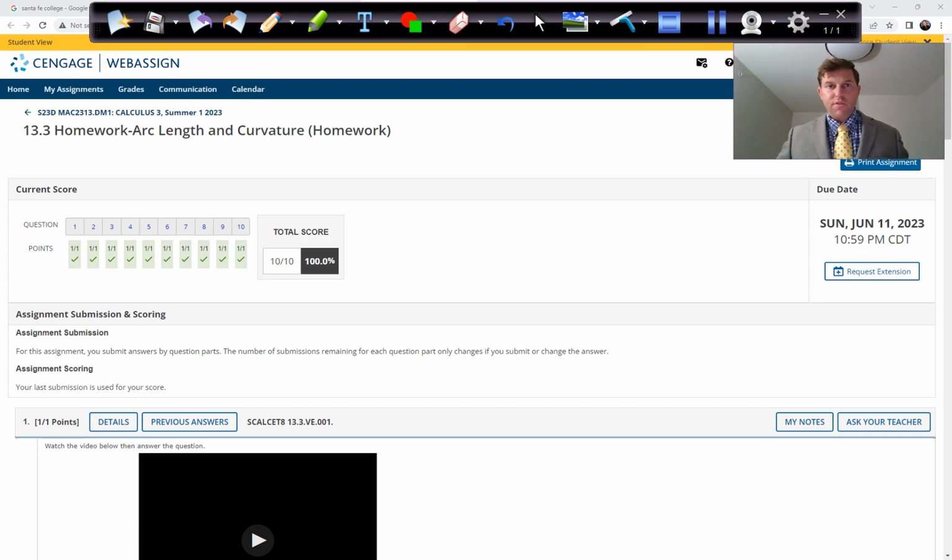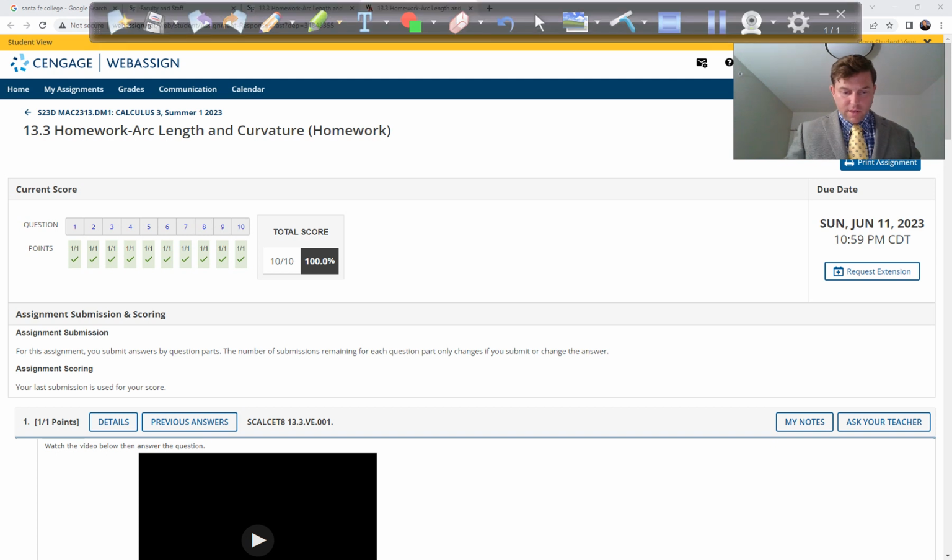Okay, in chapter 13, section 3, we're going to look at arc length and curvature. So we'll have different equations for these things. So let's take a look.